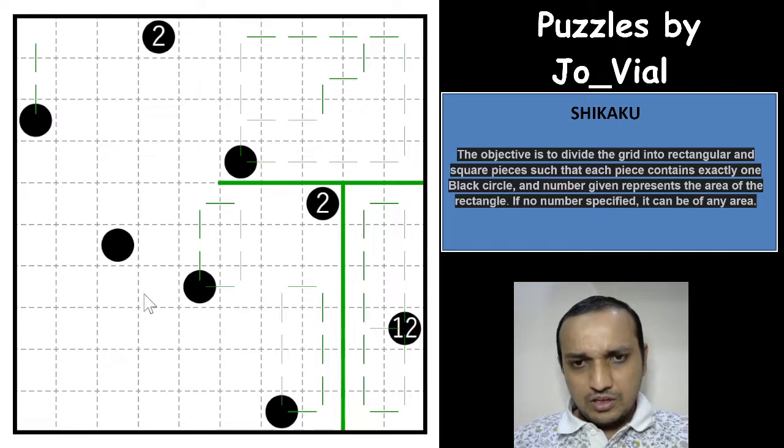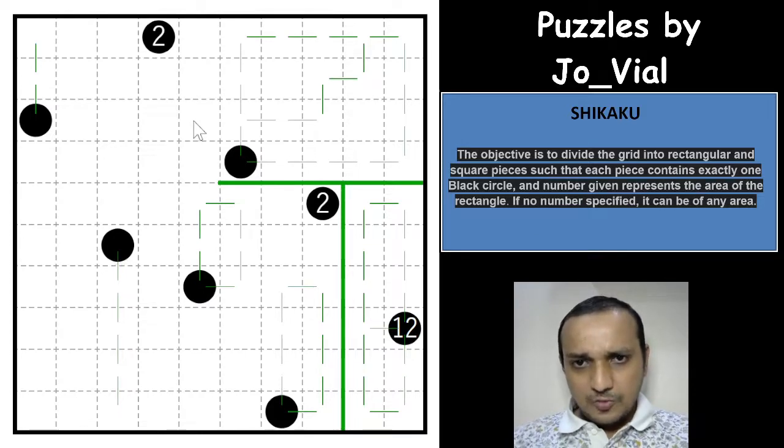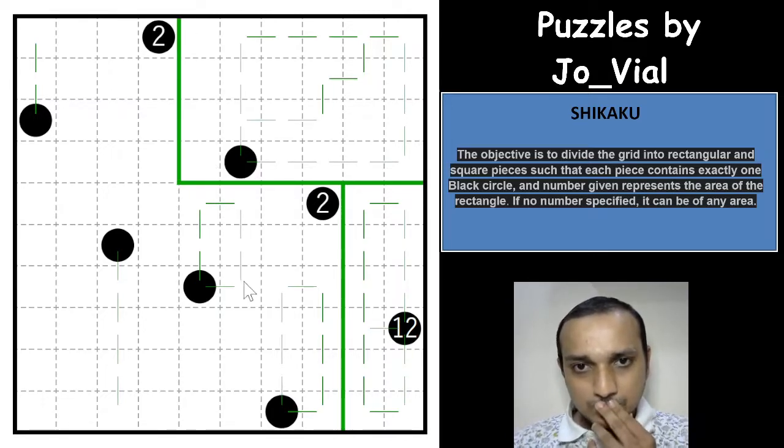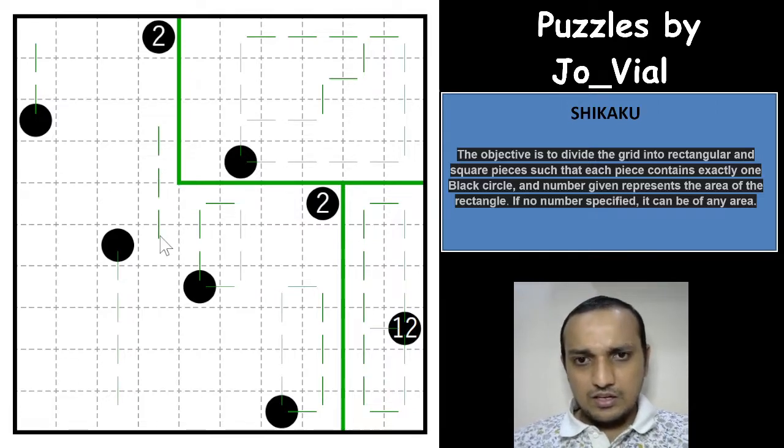Now if you see here, this cell can only be taken by this circle. That's nice. Even all of these cells can only be taken by this circle, which means now whole of this area can only be taken by this black circle. That's nice. Now both of these cells can only be taken by this black circle. That's again a good one.